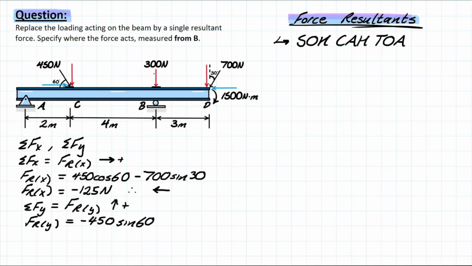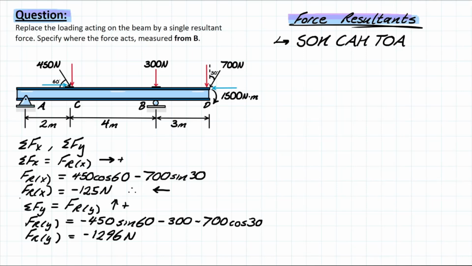Have to consider this 300 right here. That's simply negative 300. Then we also have this 700 here as well. That's going to be negative 700. And we're taking this 30 degree. We're looking for this component here that is adjacent with respect to the angle, meaning that we're going to be taking the cosine of 30 degrees. And then solving for this, you're left with a resultant y component of negative 1296 newtons.